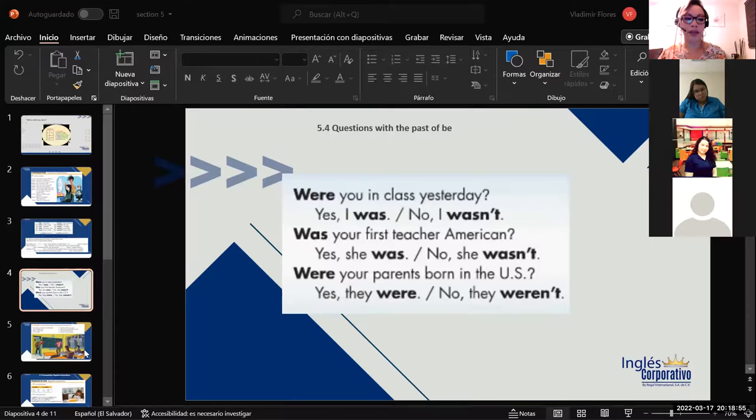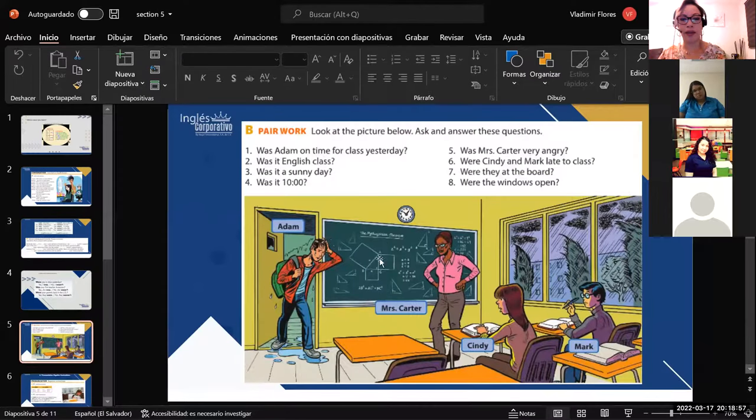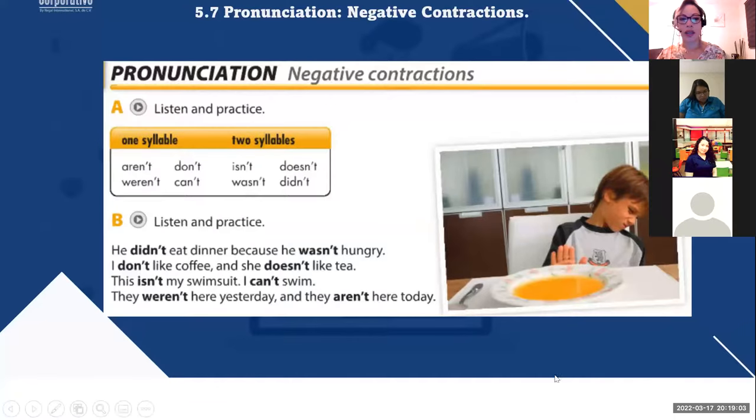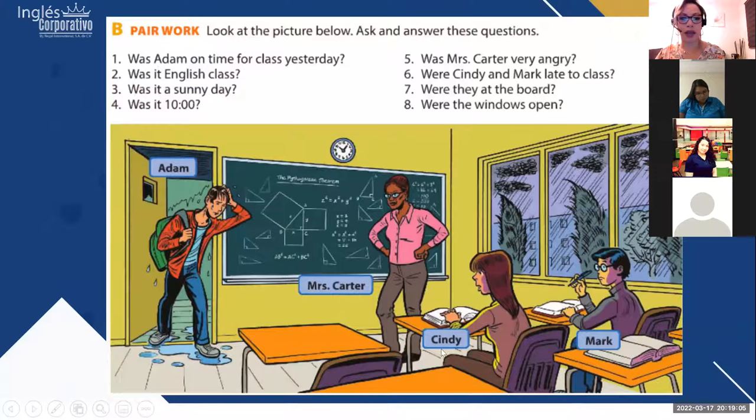Now that you know that, we're going to look at this chart. And we have some questions here and a picture. Okay, so based on the picture, we are going to answer those questions. We got Adam, Mrs. Carter, Cindy, and let me see who's the other boy, Mark. Okay, so we're going to answer these questions.